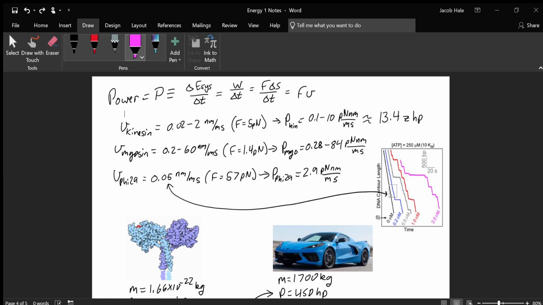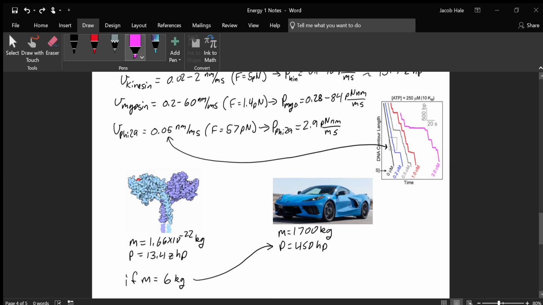If we look at a comparative size scaling, this car right here is my youngest son's and my dream car. It's a Corvette C8, and it has about 450 horsepower stock, and the car weighs about 1,700 kilograms. And it's a beautiful blue. So that's the horsepower from the 1,700 kilogram car.